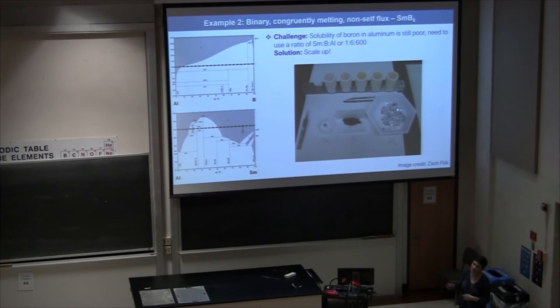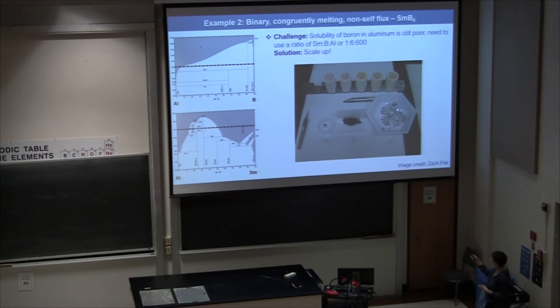If we can push this growth to about 1400 degrees, we can get quite a lot more boron dissolved into that aluminum mixture. But if we go to 1400, we can no longer use our quartz tube. So let's go through all of the ways we're going to approach this. One, limited solubility. We're going to scale way up.